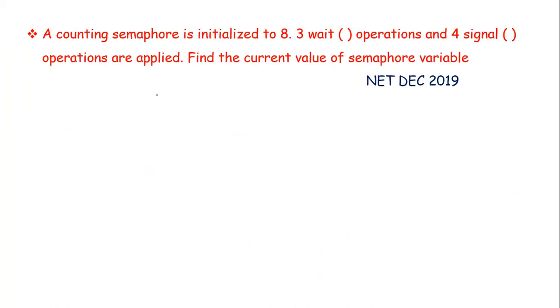This is our last question. A counting semaphore is initialized to 8. 3 wait operations and 4 signal operations are applied. Find the current value of semaphore variable. Now similar type of question was asked in June exam. We have covered that question in previous video.